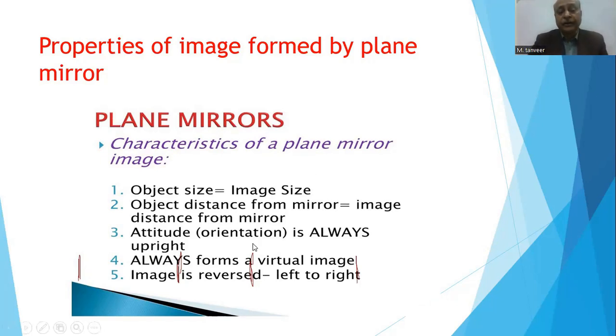Next, number four, it always forms a virtual image. Virtual image means that this image cannot be taken on a screen. The image is reversed. That means the left face appears as a right and the right face appears as a left. These are the properties of the image formed by the plane mirror.